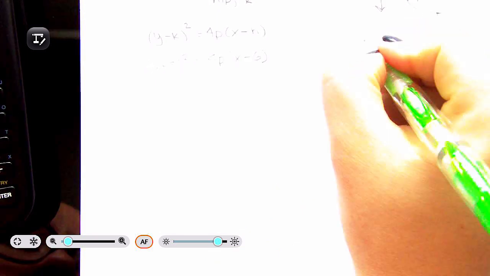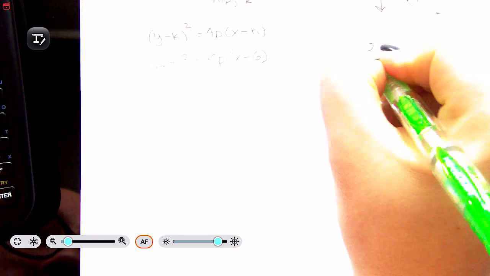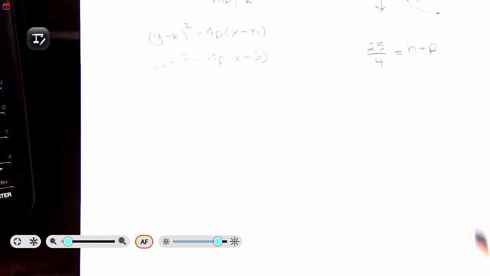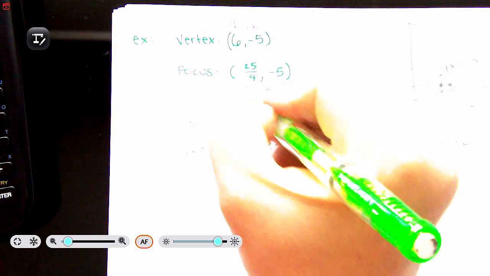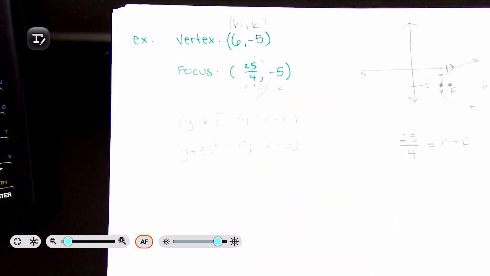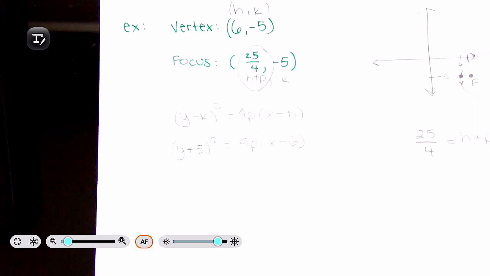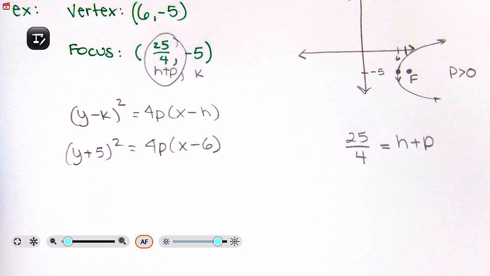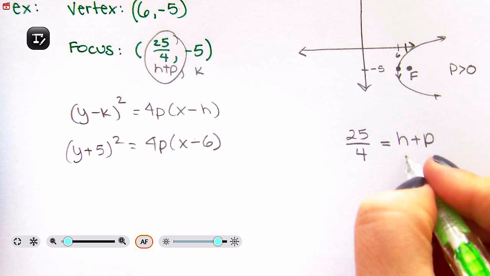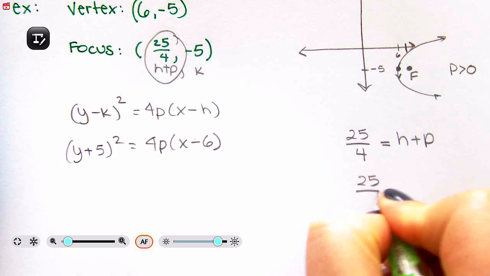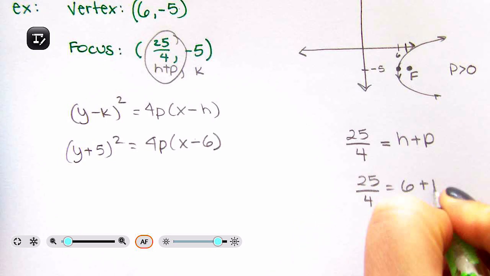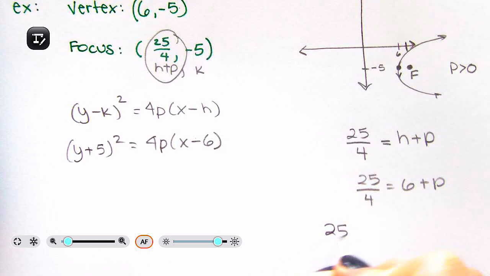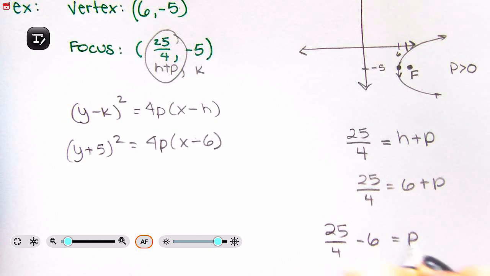Our focus is 25/4, equal to h plus p. Again, how did I get that? Here, h plus p is 25/4. For a moment, you guys could see my pencil, and now you can't see my pencil, so that's weird. Okay, so now we have to solve for p. h is 6, so we have 25/4 is equal to 6 plus p. Going to subtract 6: 25/4 minus 6 is equal to p.